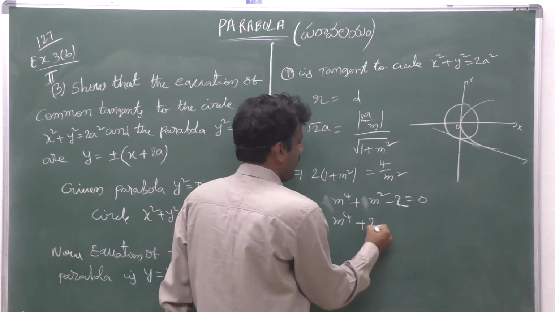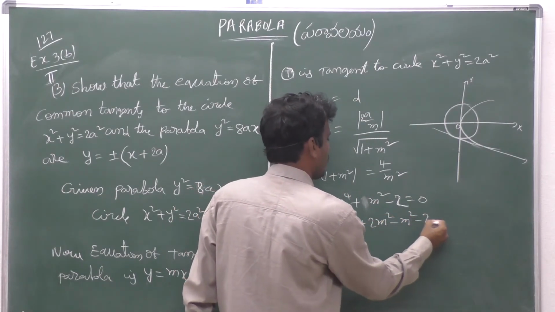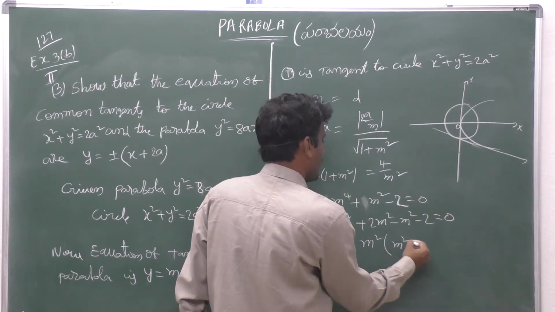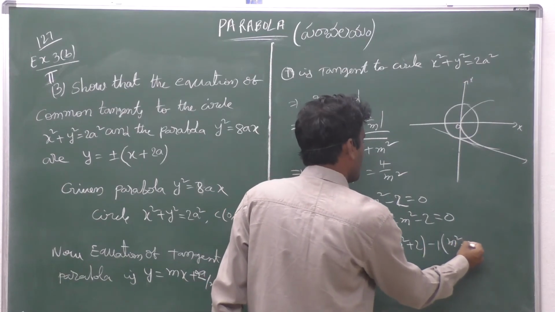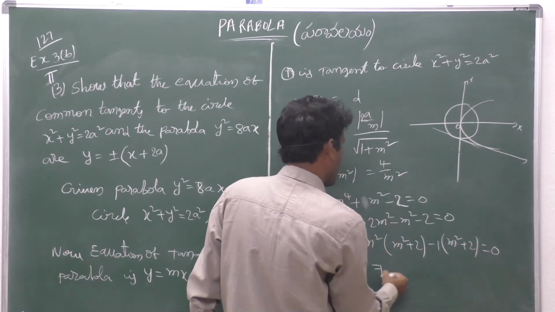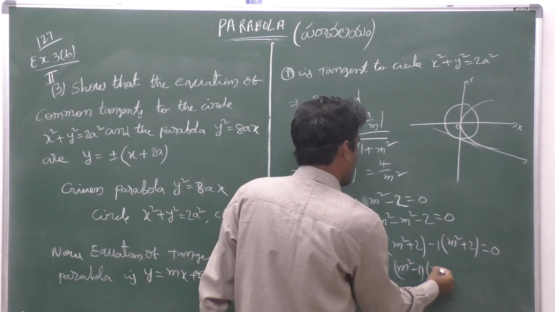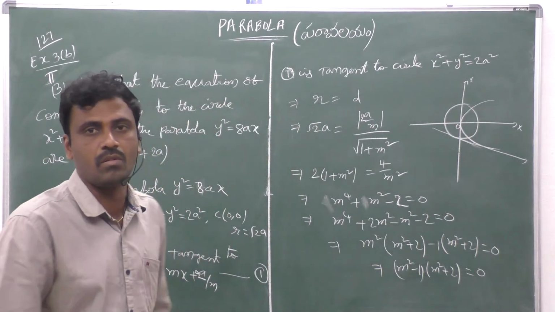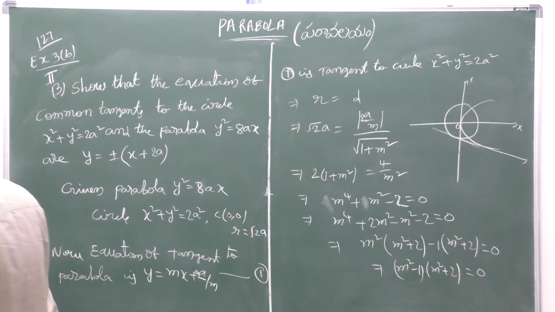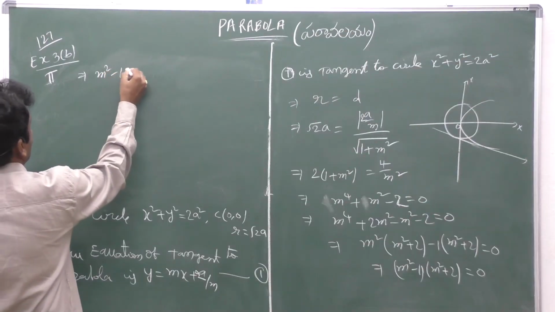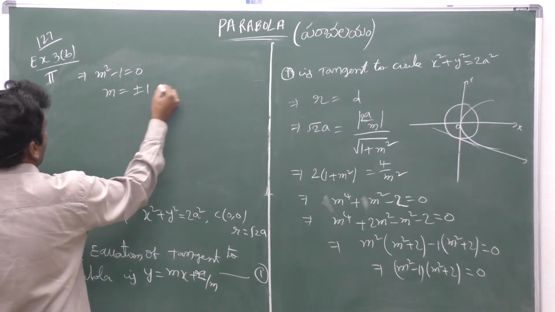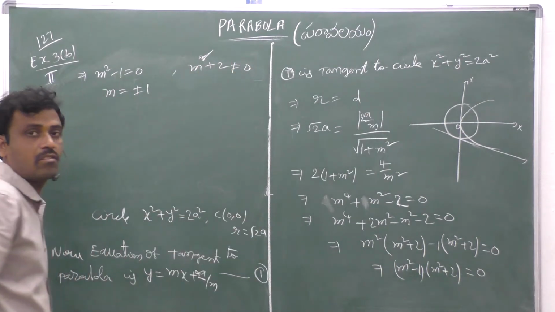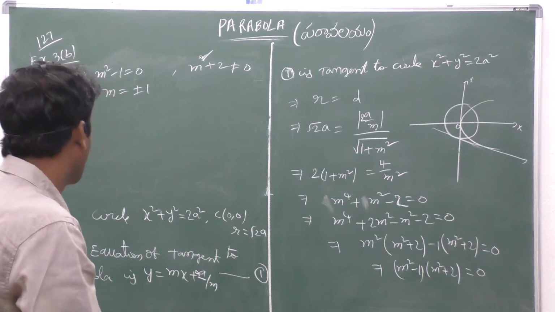Factorization, m power 4 plus 2m square minus m square minus 2 equal to 0. That implies m square common out, m square plus 2, minus 1 common out, m square plus 2 equal to 0. That implies m square minus 1 into m square plus 2 equal to 0. Of course, m square minus 1 equal to 0, that is m square equal to 1, m equal to plus or minus 1, because m square plus 2 is not equal to 0. If m square plus 2 equal to 0, m square equal to minus 2, not possible. So m equal to plus or minus 1.